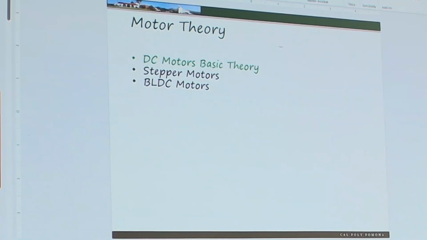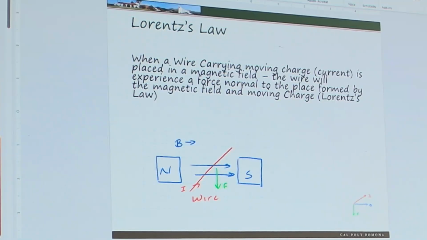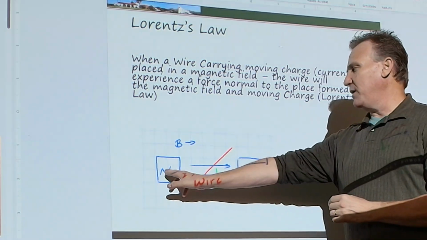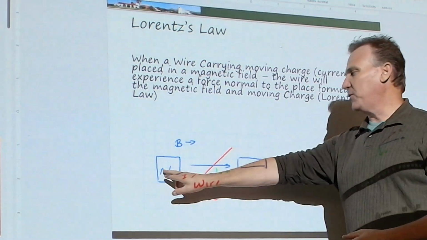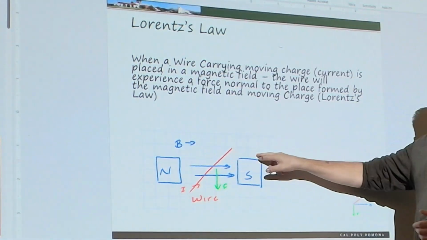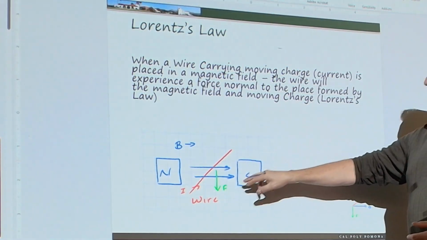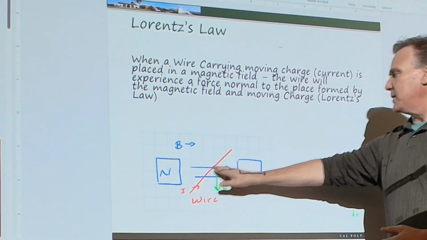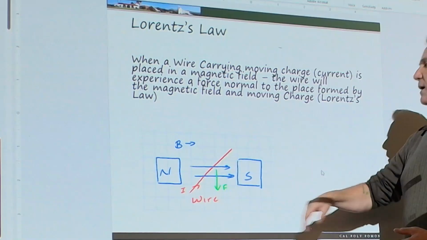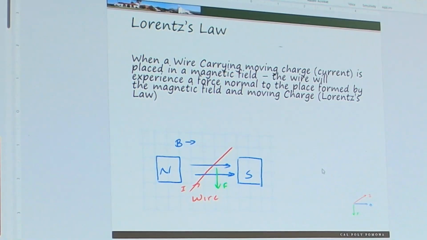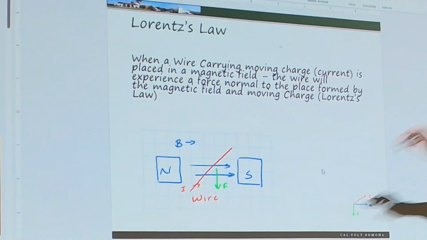So let's talk about the basic DC motor theory. We know from Lorentz's law that if I have a wire between north and south magnet poles, so I have a magnet here and a magnet here, and between these two magnets I've created a B field, and I have a current through a wire in that B field, a force is generated on that wire. That's Lorentz's law.